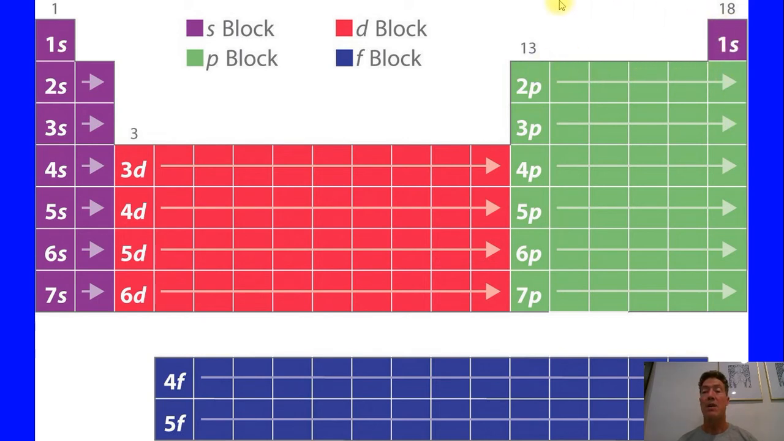Helium, even though it's over here, is considered part of the S block. So sometimes you'll see it stacked over here with its other S compatriots. The transition metals are known as the D block, and the inner transition metals are the F block.